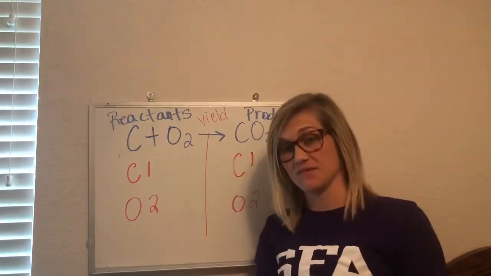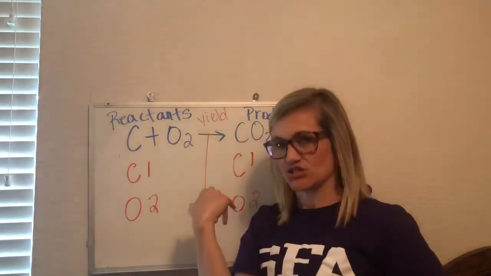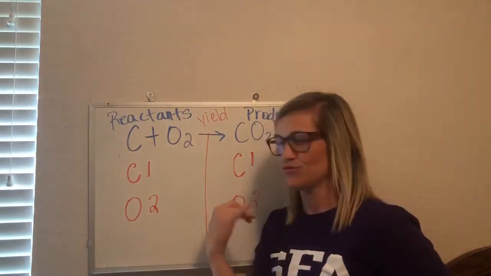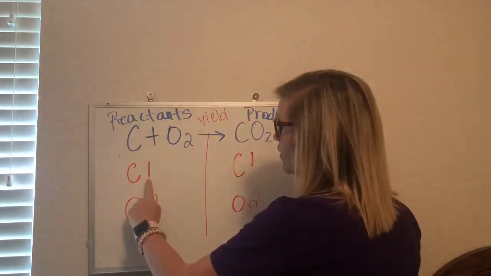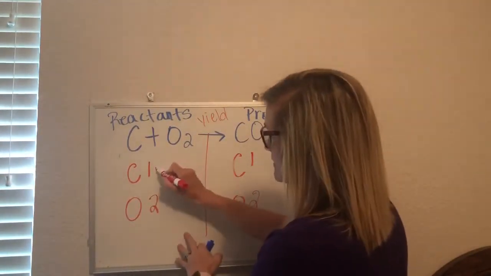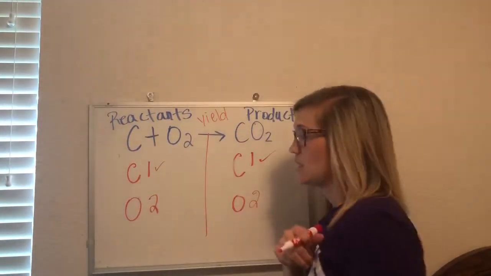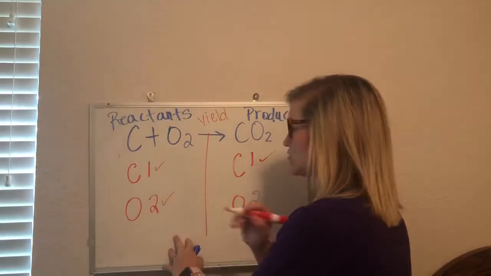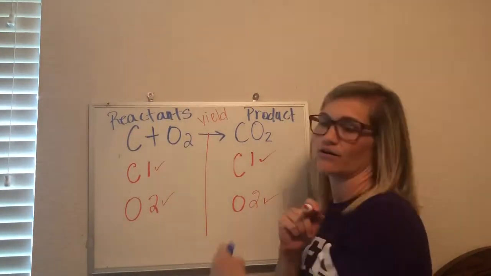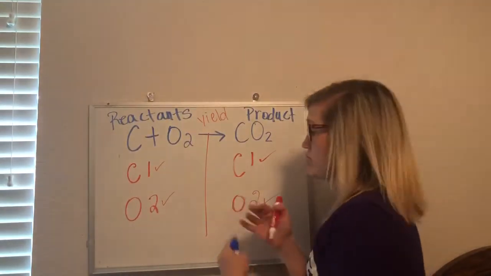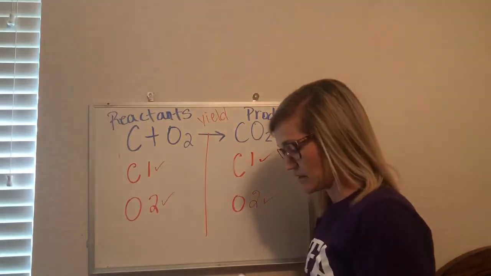So you don't add them, that's the difference. Now, is this balanced? This one's easy to determine because there's only two elements, right? But you have to do this. One carbon atom is on the reactant side, and one carbon atom is on the product side. That's good. Two oxygen atoms are on the reactant side, and two oxygen atoms are on the product side. That's good. That's balanced, okay? So let's go on to something a little more difficult.